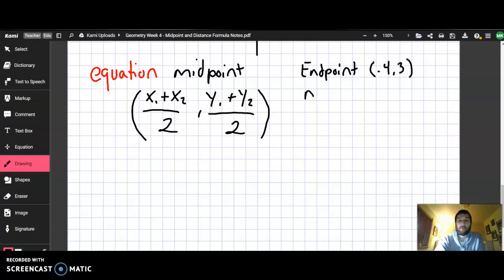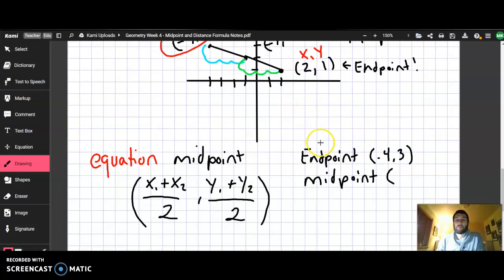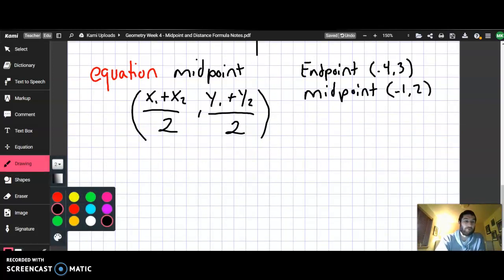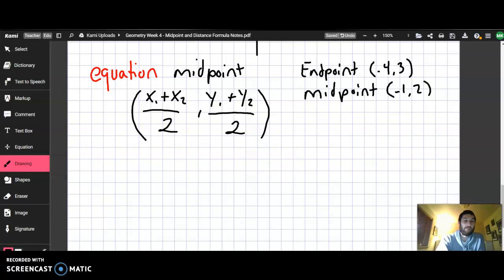And we had the midpoint negative 1, 2. So let's plug in what we know. What we know is that this part is our x. That's going to give us the x part of our midpoint. And we know that the x part is negative 4. And so let's plug in the negative 4 that we know.